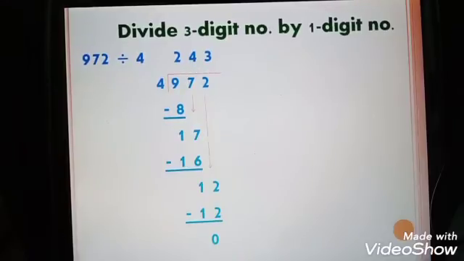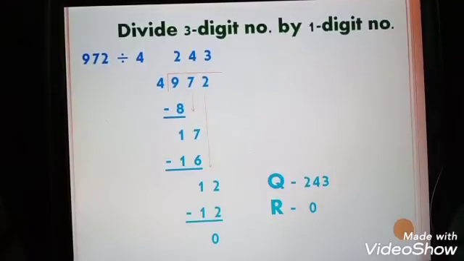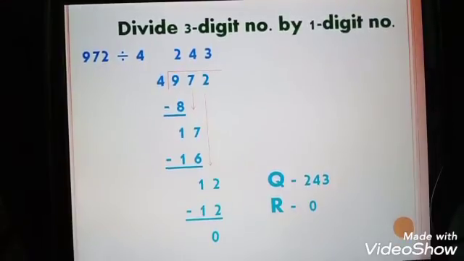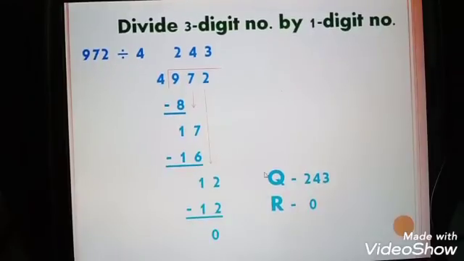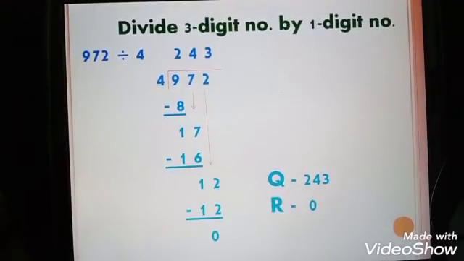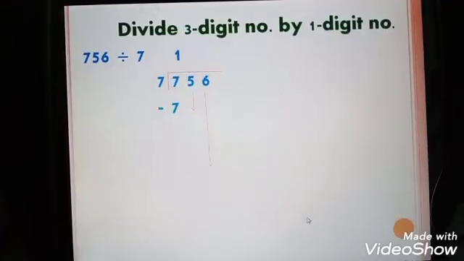Next number now. So, your quotient is 243 and remainder is 3. Next number.